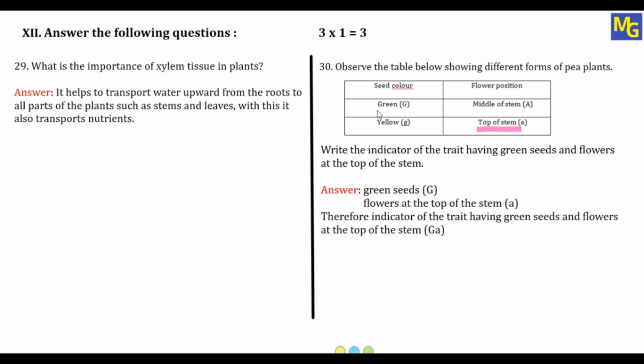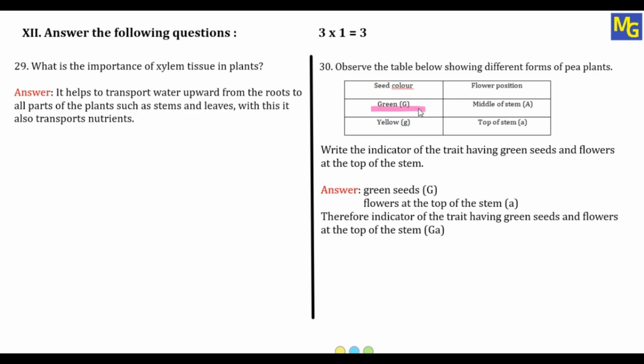So you can see here green, that is capital G, is dominant gene, yellow, that is small g, is recessive. Middle of the stem is capital A, that is dominant, and top of the stem is small a, that is recessive. And we always know that dominant gene will express itself and recessive gene will be suppressed. Means dominant gene will show its character. So now see the question. Write the indicator of the trait having green seed and flowers at the top of the stem. So we want our seed to be green in color. Green color means which is the green color here.